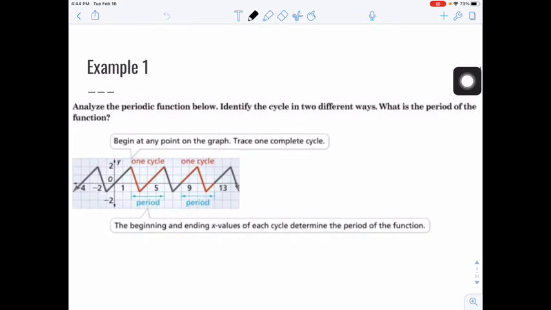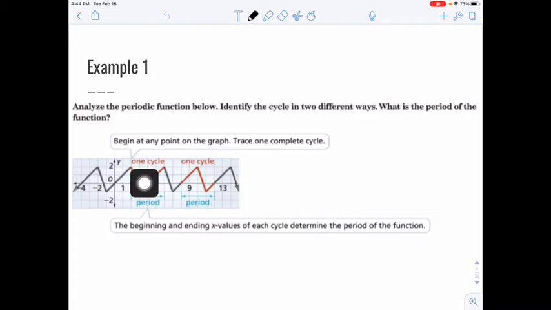Example 1 says analyze the periodic function below. Identify the cycle in two different ways. What is the period of the function? So notice we have this zigzag looking graph. We've got this little piece highlighted in red that says one cycle, and then you can see over here highlighted in red again we have one cycle, but it starts at a different spot.